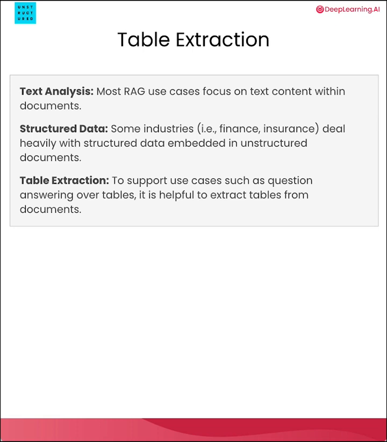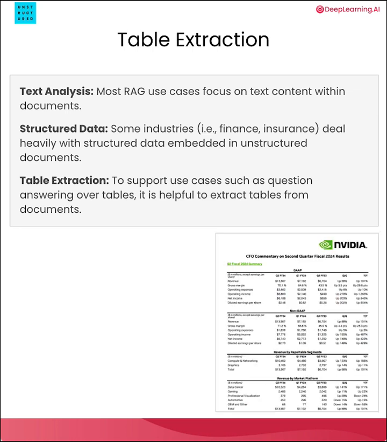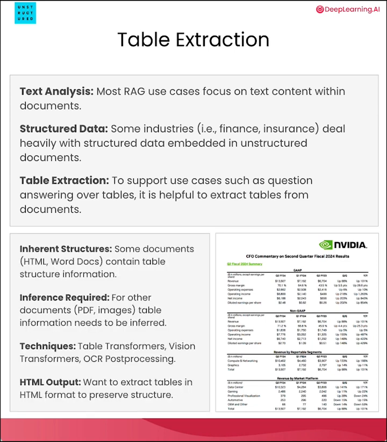Most RAG use cases focus on text content within documents. In some industries, however, it is common to see structured information within unstructured documents. This often occurs in industries such as finance and insurance. In the bottom right, you can see some financial information that's contained within a table that exists within an unstructured document. Table extraction enables RAG applications to extract information that's contained within tables in unstructured documents.